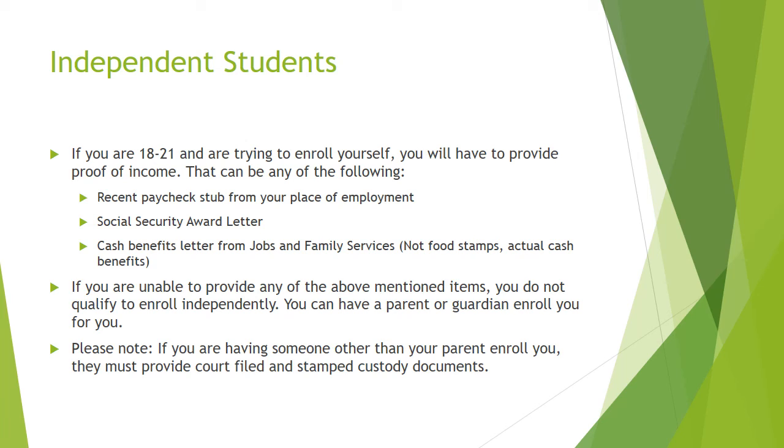For independent students, if you are between the ages of 18 and 21 and you're trying to enroll yourself, you will have to provide proof of income. That can be a recent paycheck stub from your place of employment, a Social Security award letter, or a cash benefits letter from Job and Family Services. It can't just be that you get food stamps, it has to be an actual cash benefits letter. If you are unable to provide any of these items, you do not qualify to enroll independently per the Ohio Department of Education.